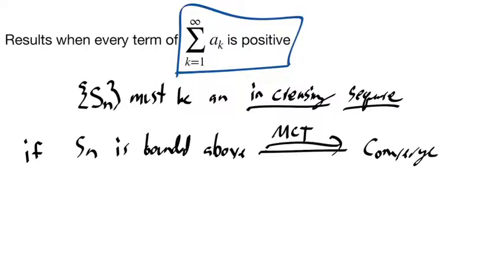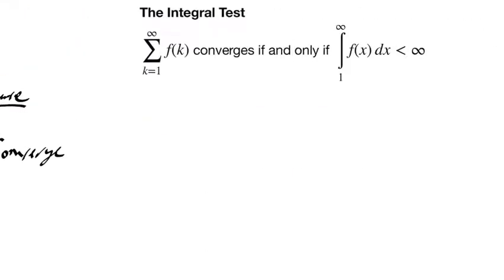It turns out that the other is also true, right? It turns out that if it converges, it has to be bounded above. Well, that's just the definition of convergence, right? If it's not bounded above, then that means it's going towards infinity and not converging. Okay, but this is a nice result for us.